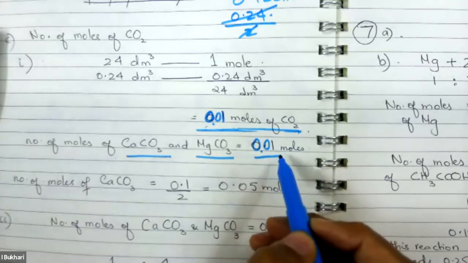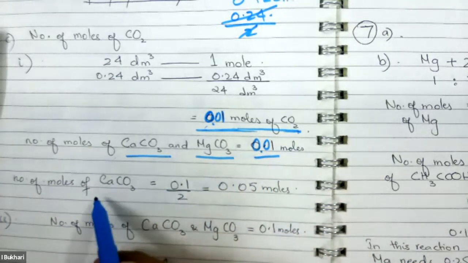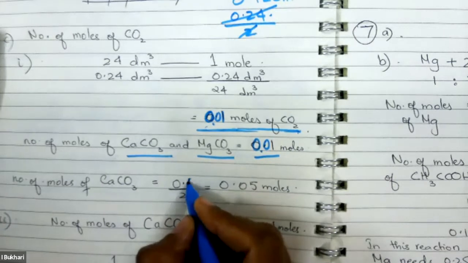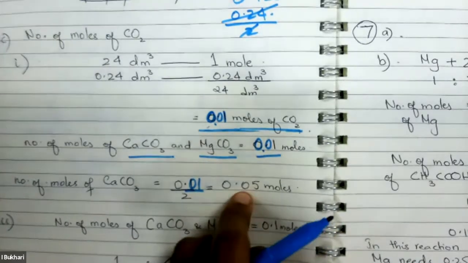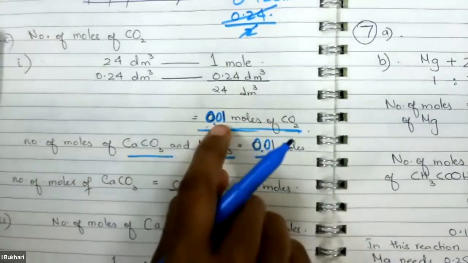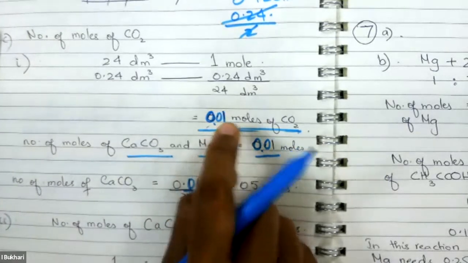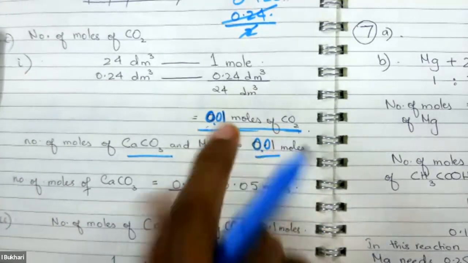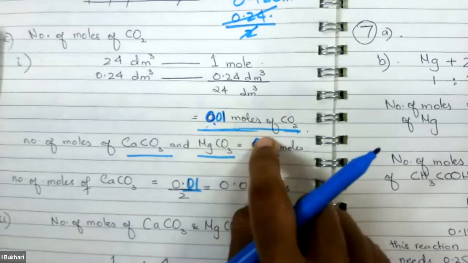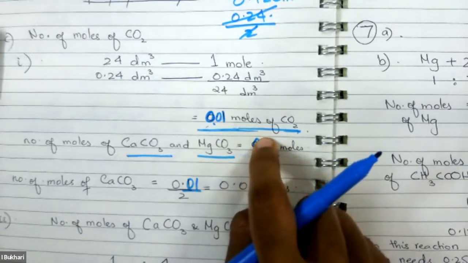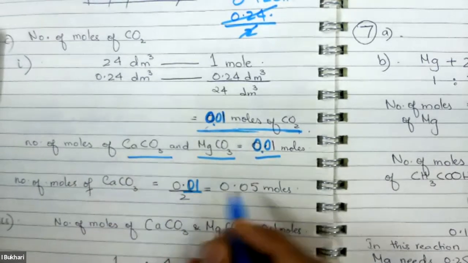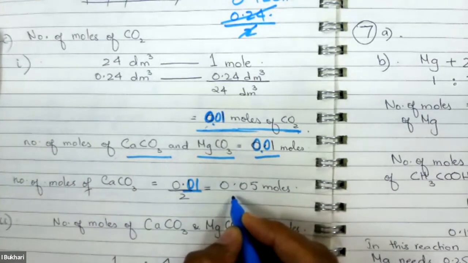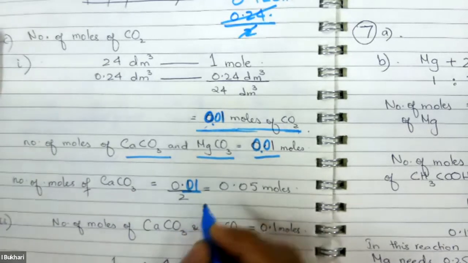So 0.01. Now, number of moles of calcium carbonate alone, then I divided that by 2, because this ratio is combined. So the total is 0.01. Because I'm using the number of moles of carbon dioxide, I divided by 2.